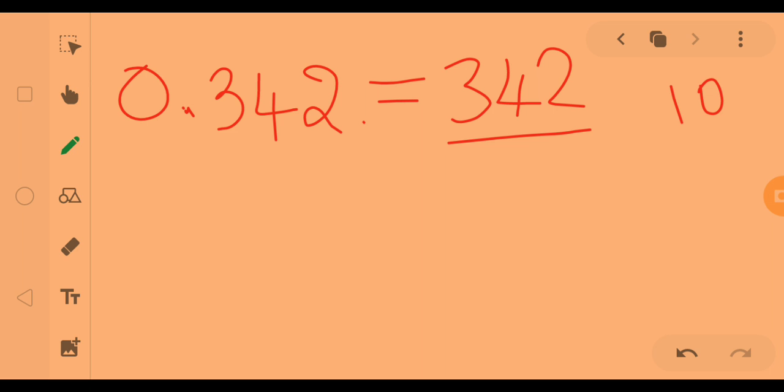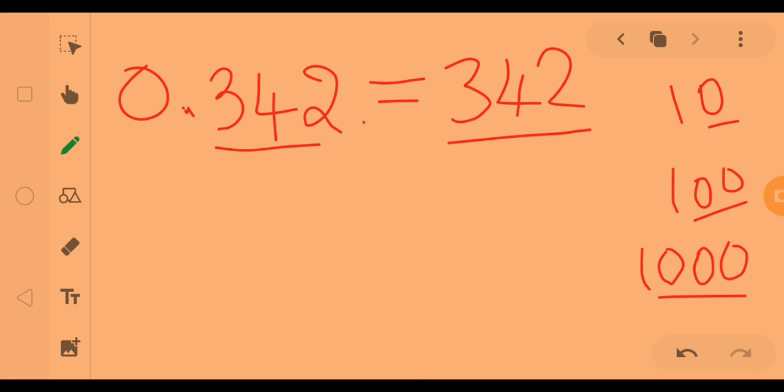Can we choose 10 here? We can't choose it, only 1 zero is there. Can we choose 100 here? We can't, because there are only 2 zeros. So we need to get a number having 3 zeros. There are 3 zeros in 1000 and there are 3 decimal places in this decimal number. So we choose 1000 to be the denominator.